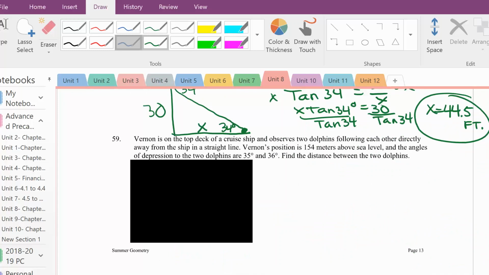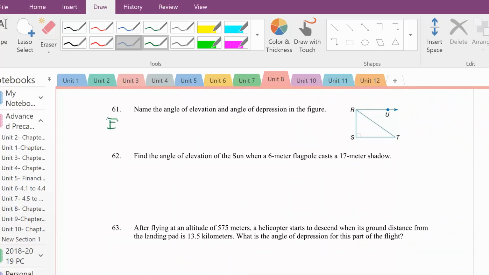Two dolphins. Is angle STR. The angle of depression is angle URT.